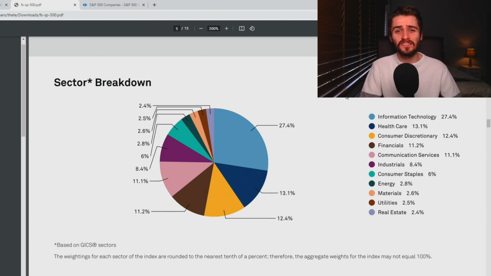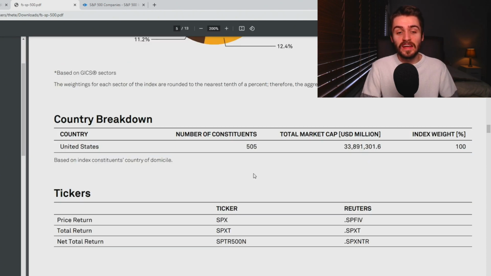Again, if we were to think of this in the context of our ETF analogy, where we invest €100 in the ETF which tracks the S&P 500 index, €27.40 of our investment will go to companies operating in the IT space, €13.10 will go towards healthcare, etc, etc. So we can see here that per the report, the total market capitalization of the S&P 500 index is nearly $34 trillion, an absolutely astronomical figure.